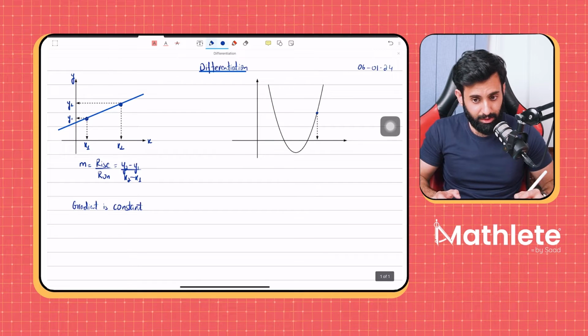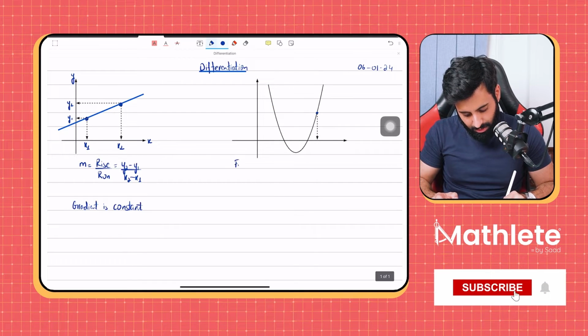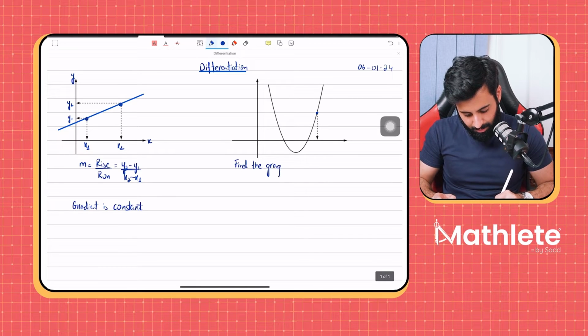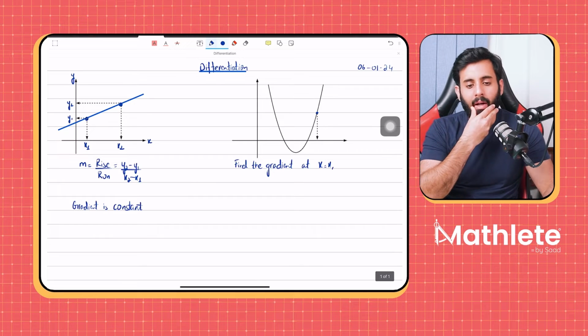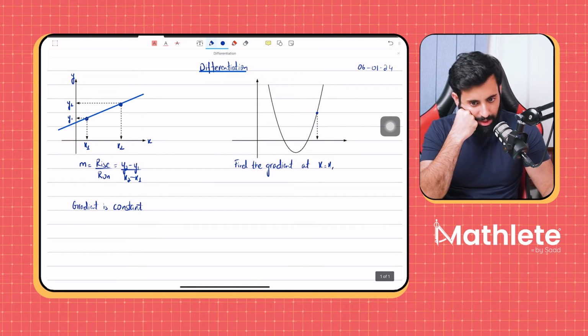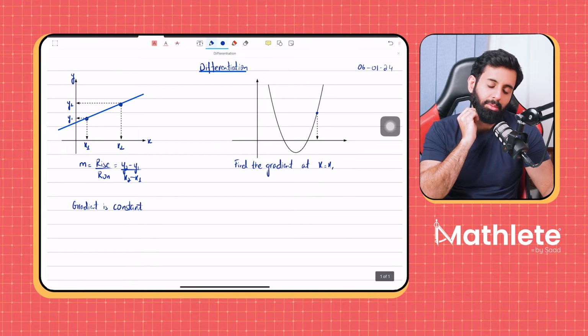Let's say the question says, find the gradient at x equals x1. So first of all, gradient of a curve, what do you think? Is it going to be the same or is it going to be changing constantly? What do you think?